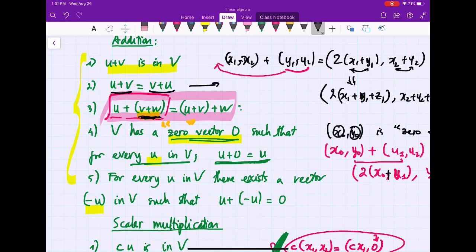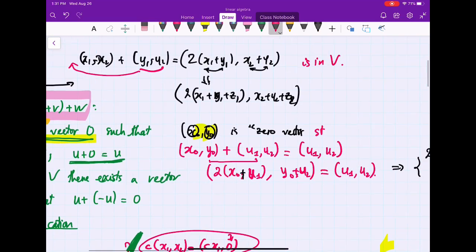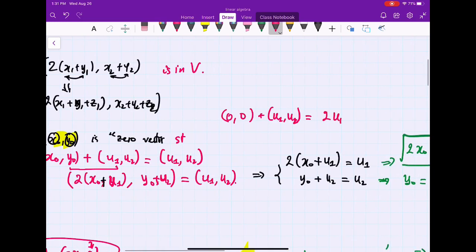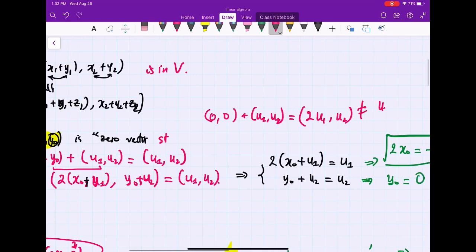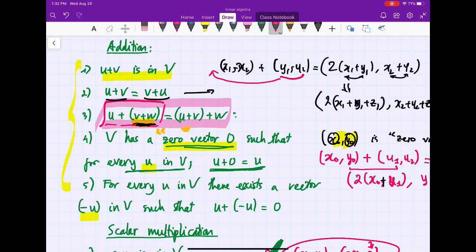Does that make sense? Because if you pick (0, 0) here, you have the following expression. 0 plus (u1, u2) is (2 times u1, u2). And of course, that is not equal to (u1, u2) if u1 is not 0. So unfortunately, when you change the addition, R2 is not a vector space.